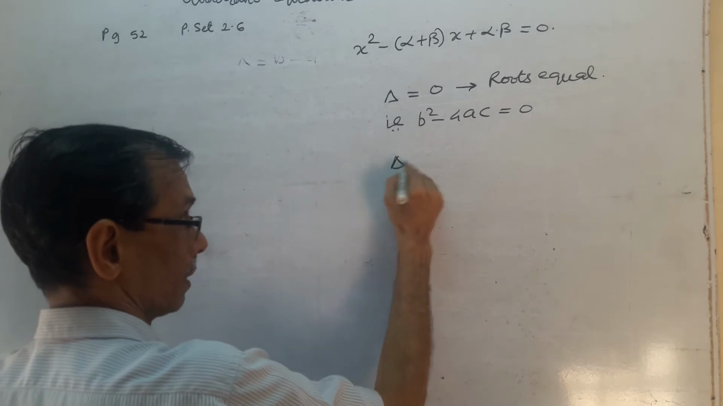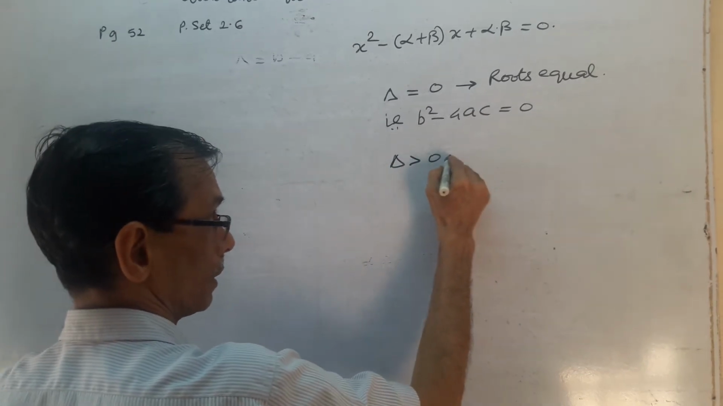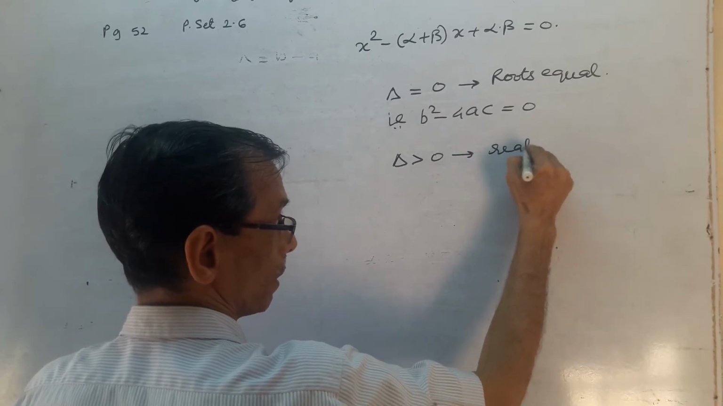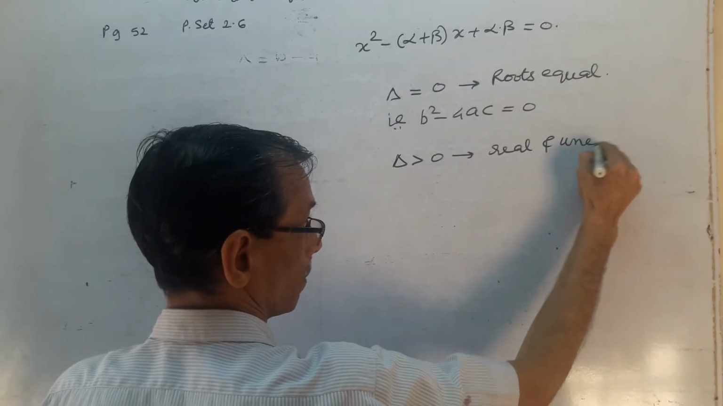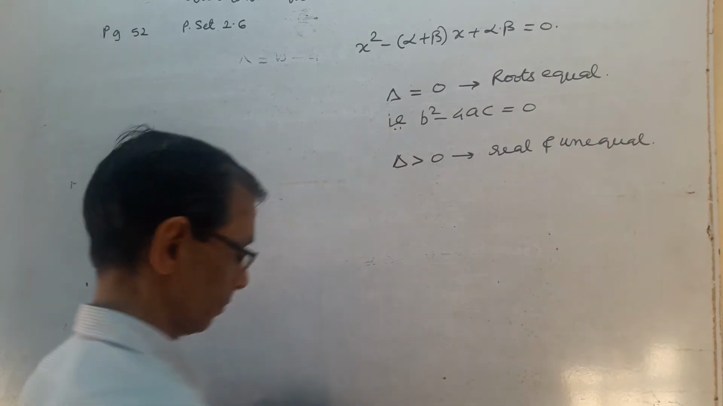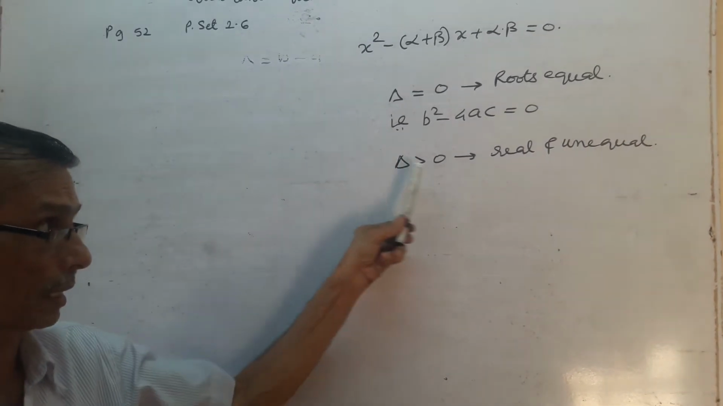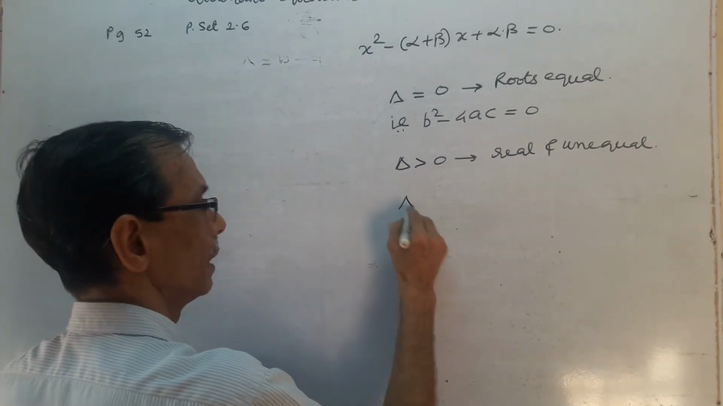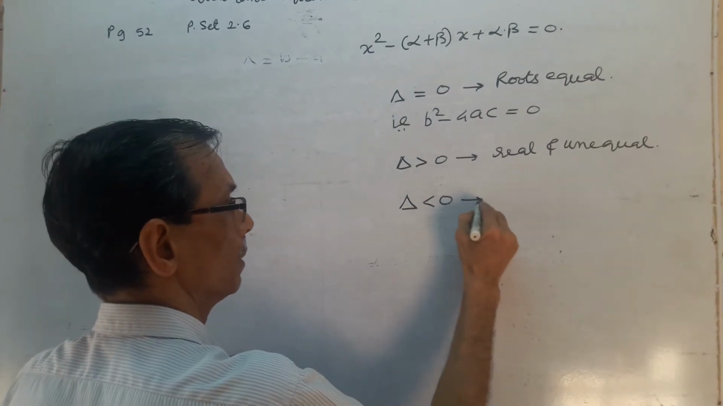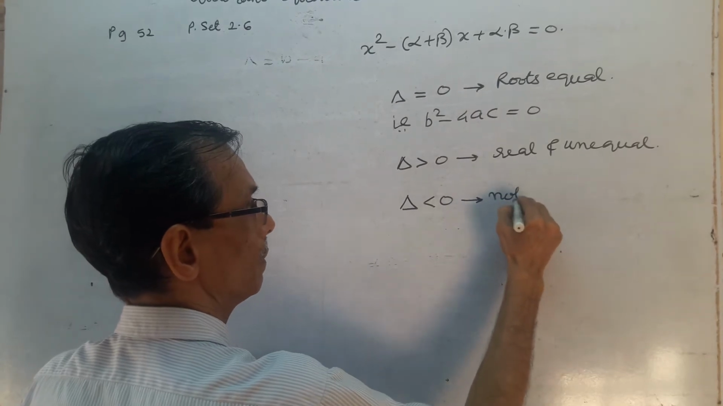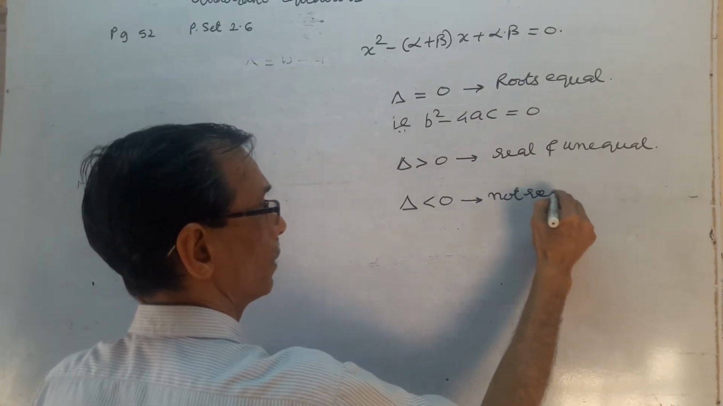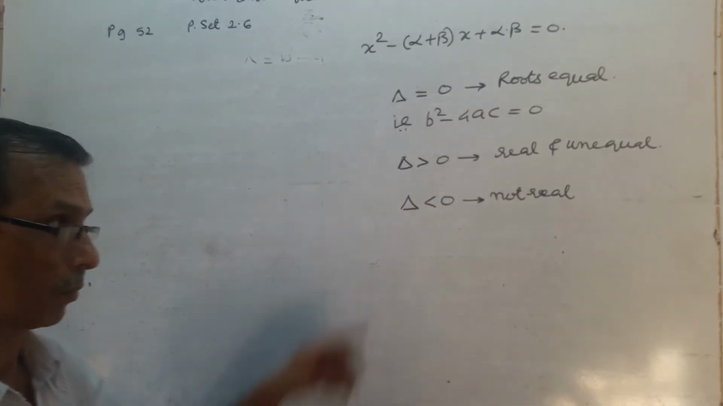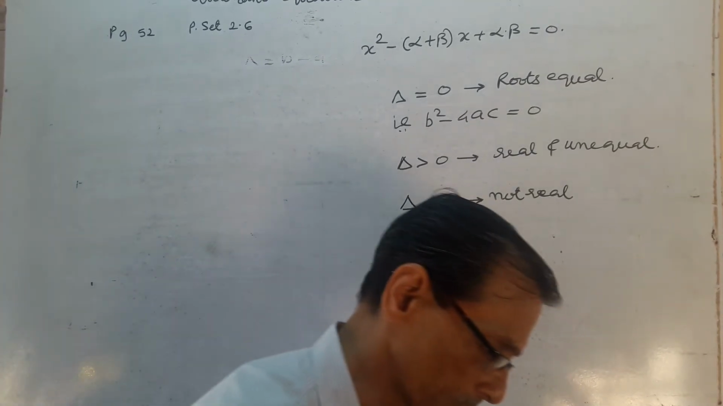If delta is greater than 0, the roots are real and unequal. Once again, delta is greater than 0, the roots are real and unequal. And if delta is less than 0, the roots are not real. So whenever you come across delta less than 0, stop there, don't go ahead, because this is called an imaginary number, it is not for you.